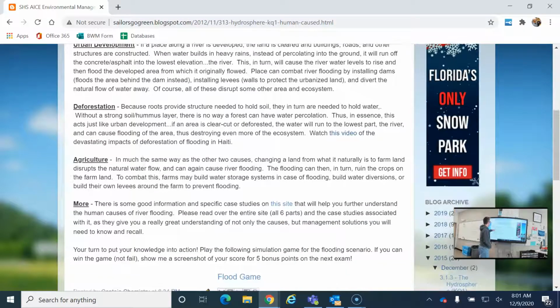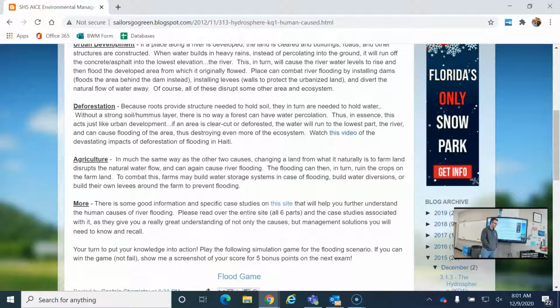Deforestation. Because roots provide structure, deforestation kind of goes along with urban development, but really deforestation could be not just for urban development. It could be for turning land into agricultural land. It could be for anything. So if you're along a river or a water source anywhere and you deforest, we kind of had this on the essay question or on the last test.